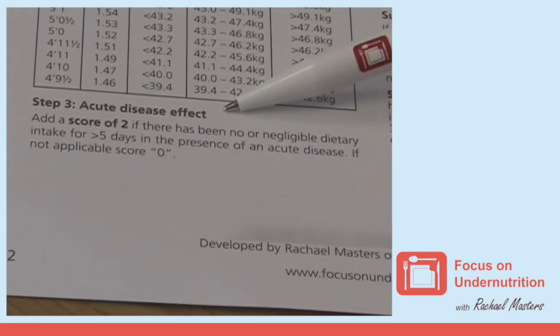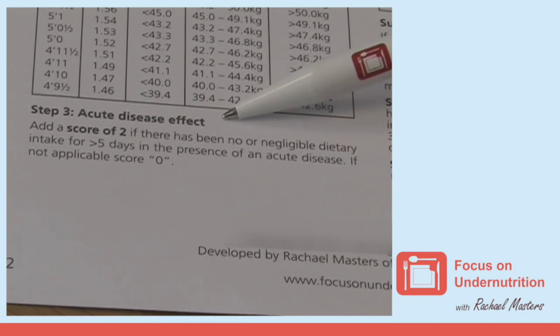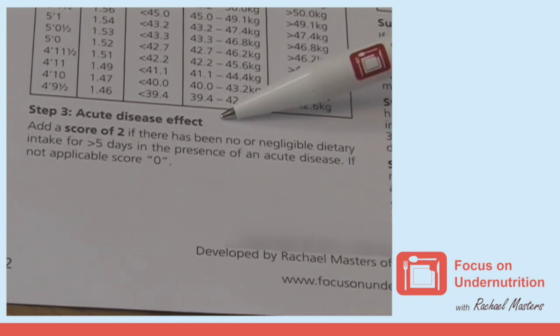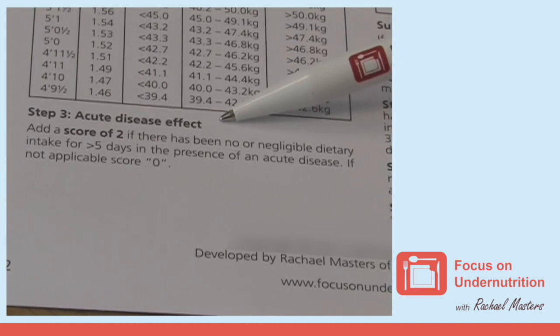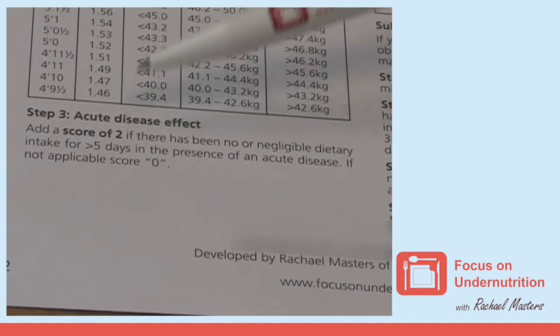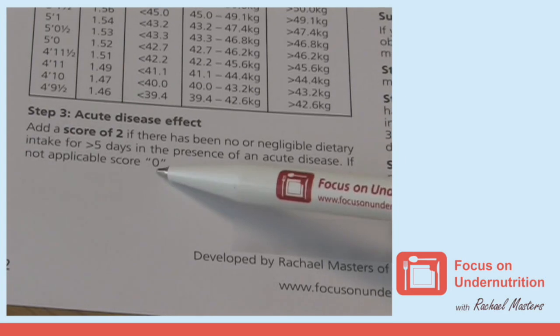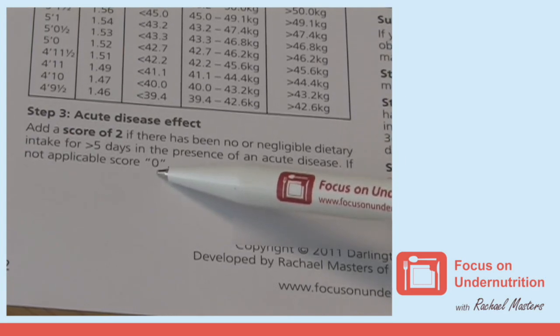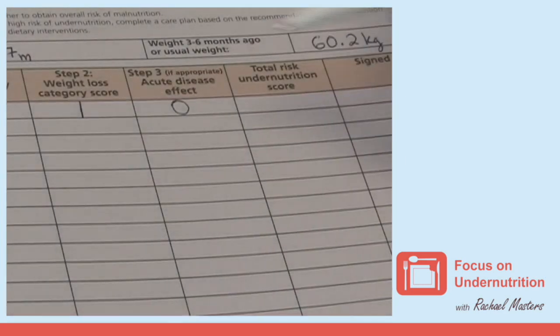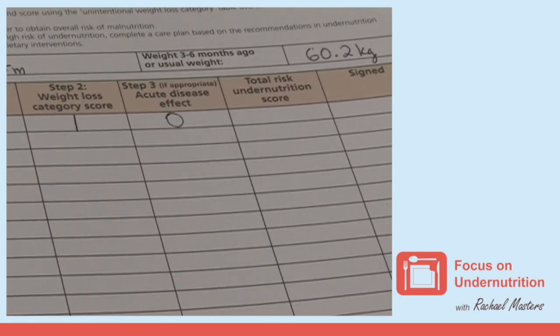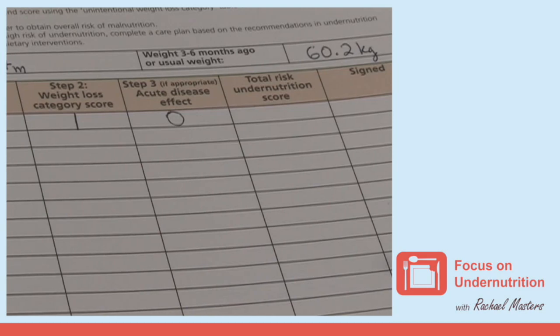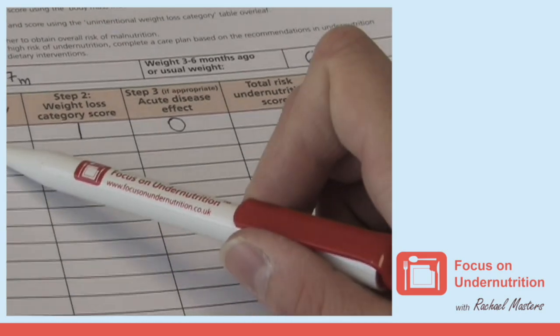Finally is the acute disease effect step. If a person has had, or is likely to have, no or negligible dietary intake for more than 5 days in the presence of an acute disease, write a score of 2 in this section. Otherwise, score 0, even if they are eating small amounts. For example, if Mrs. Green had a reduced appetite but is still eating small portions, she would score a 0 in the acute disease effect category.